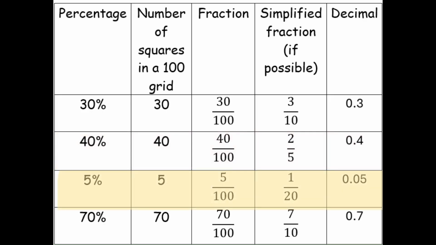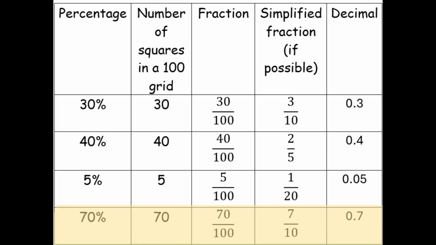5% would be 5 out of 100 squares, which is 5/100ths. The highest common factor of 5 and 100 is 5. There's 1 5 in 5 and 20 5s in 100. As a decimal, this is 0.05. As 5 divided by 100, we would move the digit 5 2 spaces to the right on the place value chart. So we put 5 in the hundredths column, which is 0.05.